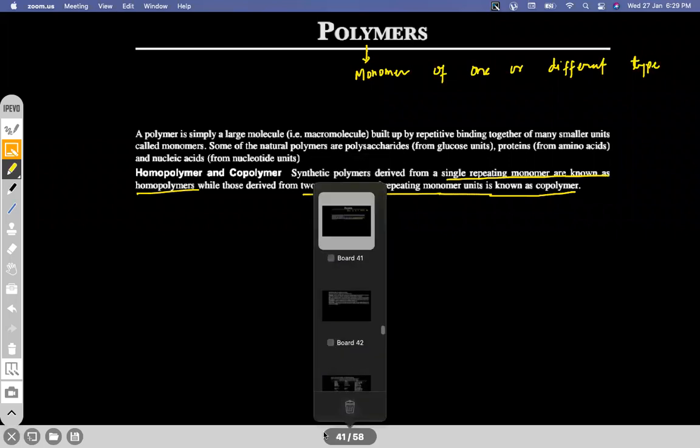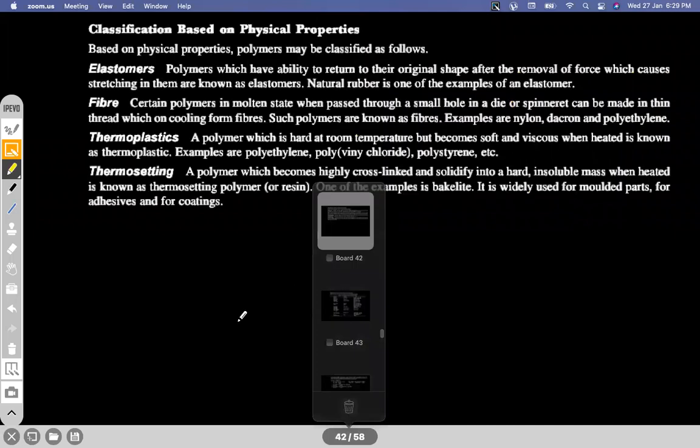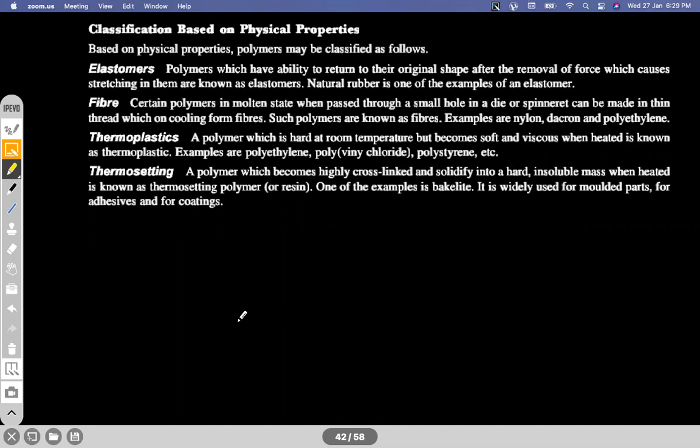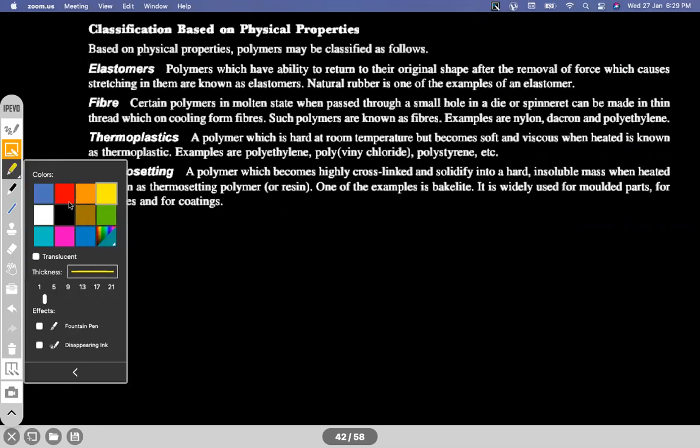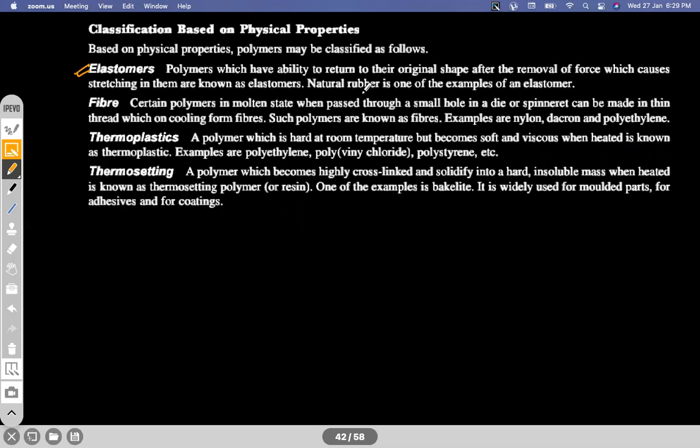We have some examples and some properties that we'll see of this kind of polymers. Characteristics, classification of polymers based on physical properties. We have elastomers, a few properties, just one line. If you want, you can write it down because property-based questions are also asked in the exam. Elastomers are polymers able to return to their original shape after the removal of the force which causes the stretching in them. So basically it is a spring kind of property.